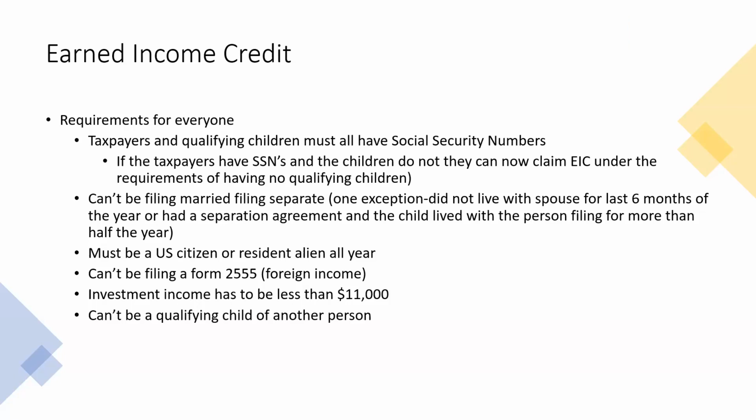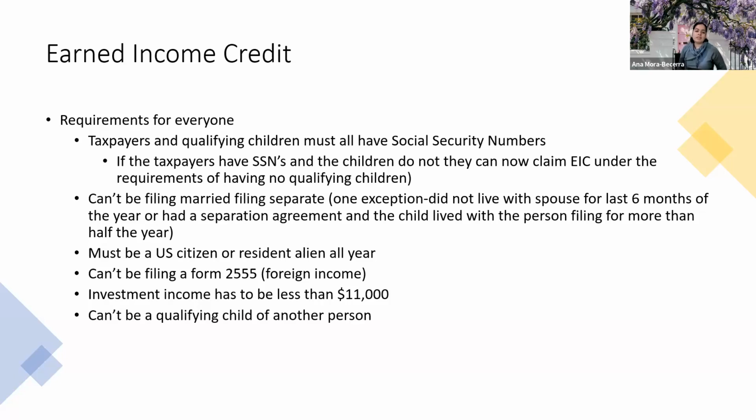The other thing is that you can't be filing a return as married filing separate unless you did not live with your spouse for the last 6 months of the year, or there's a separation agreement and the child lived with you for more than half the year. The other part is that you have to be a US citizen or resident the entire year. You also can't be filing Form 2555, and you can have investment income, but it can't be more than the $11,000. And you also can't be a qualifying child for another person.